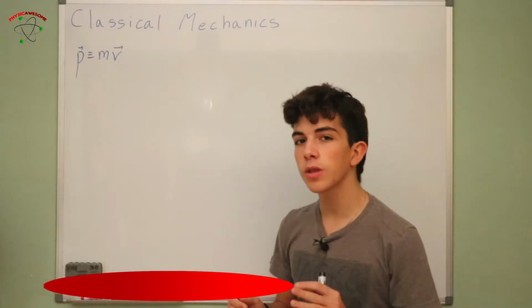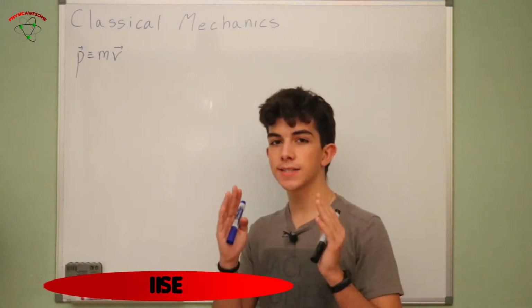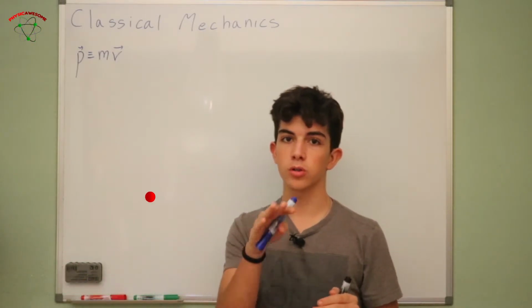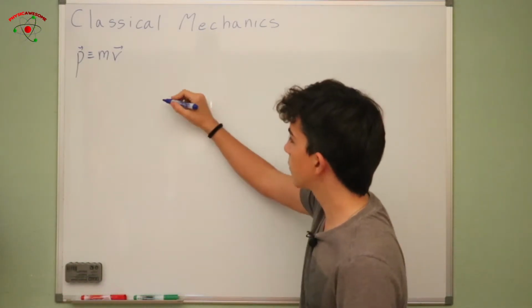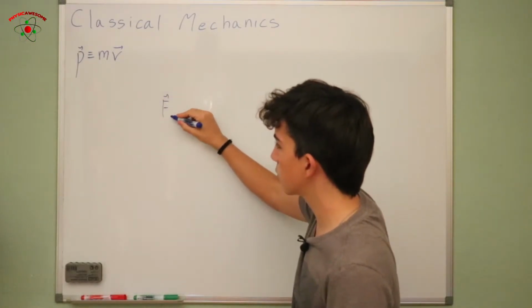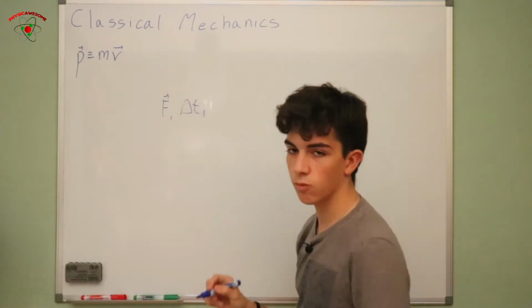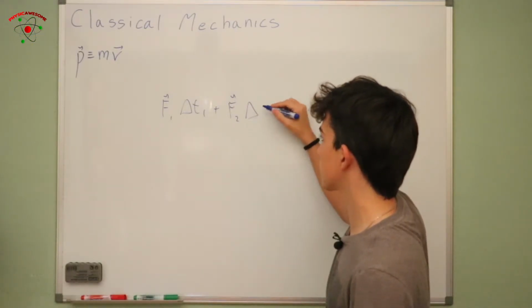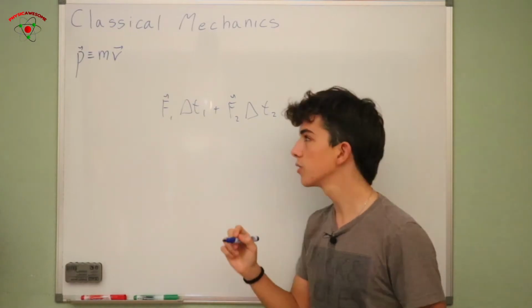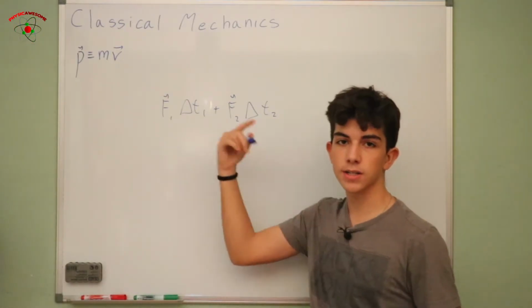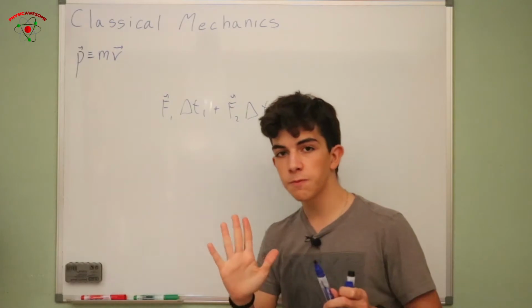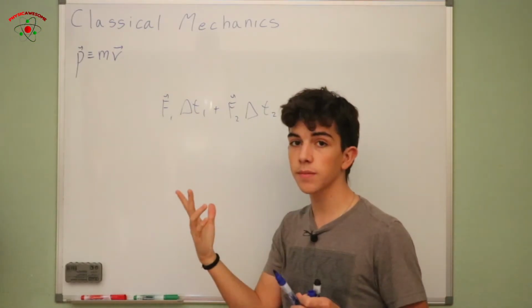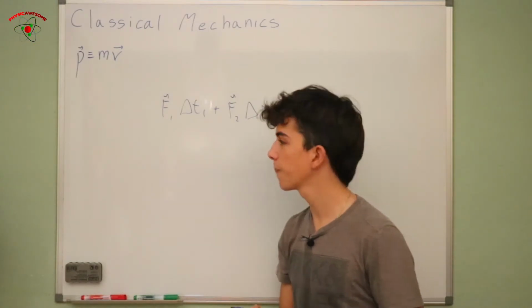In physics, we think of impulse as the sum of the force applied to the object at multiple times. That is, the force being applied at time 1 times a small interval delta t1, plus the force being applied at time 2 times a small interval delta t2, etc, etc, etc. That is the force, the continuous force that is being applied, times the time that force is being applied.